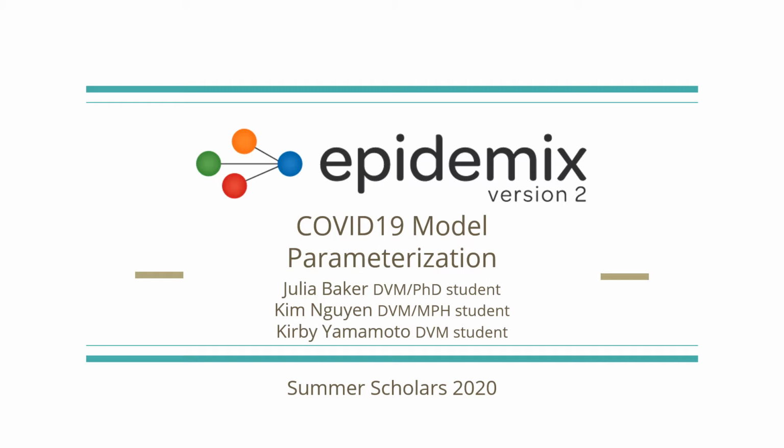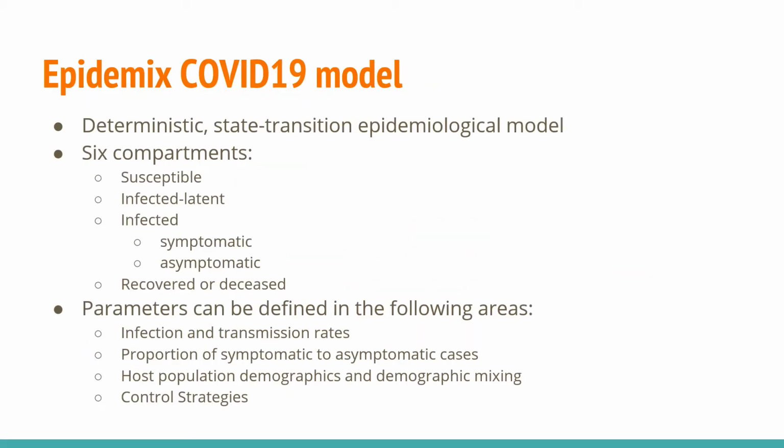We worked with Andre Perez at the Center for Animal Health and Food Safety on the parameterization of a COVID-19 model in the epidemics platform designed by collaborators at Epi Interactive. The epidemics COVID-19 model is a deterministic state transition epidemiological model, so an expansion of the classic SIR infectious disease model. It has 6 compartments listed here and allows the user to define a wide number of parameters, a few of which I have listed down below.